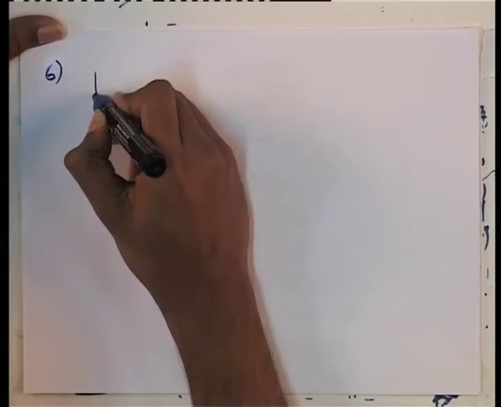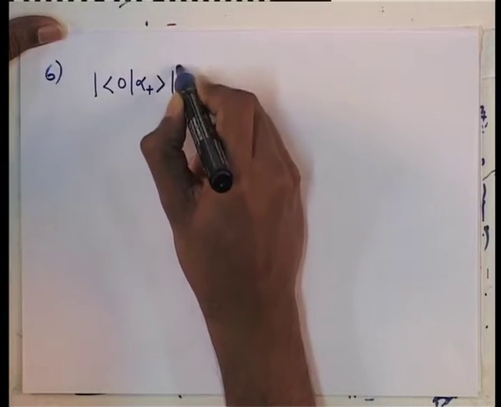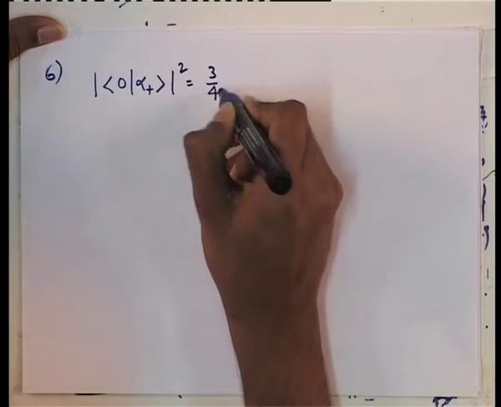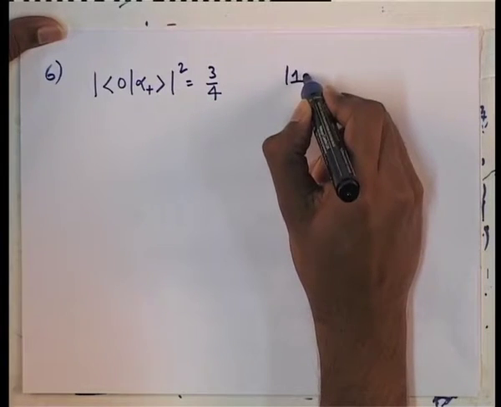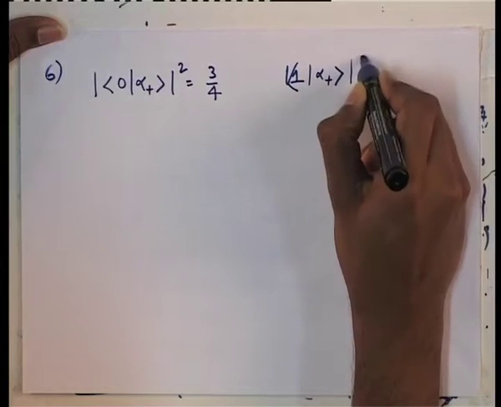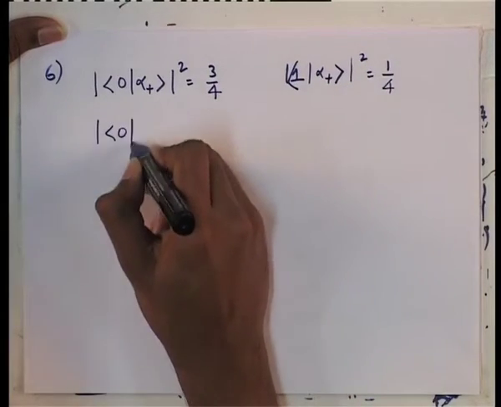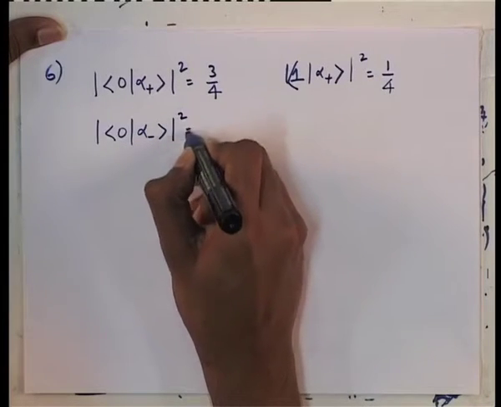Here we see that this is 3 by 4 and this is 1 by 4. Let us calculate all these things.